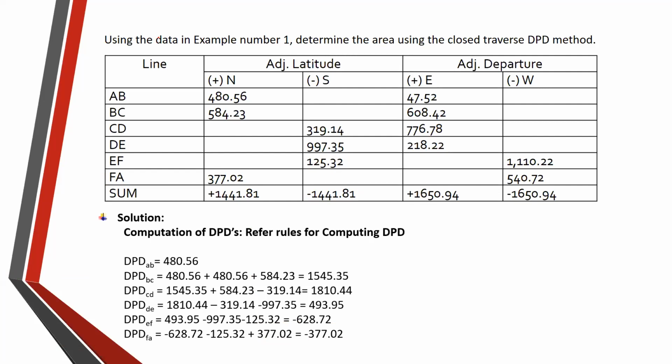Nasunod, did we follow rule number 3? Na-follow ba natin yung rule number 3? Based on rule number 3, yung last DPD daw nung course FA natin should be equal numerically doon sa latitude, but in opposite sign. As you can see here, this is negative 377.02, and ito yung positive 377.02.